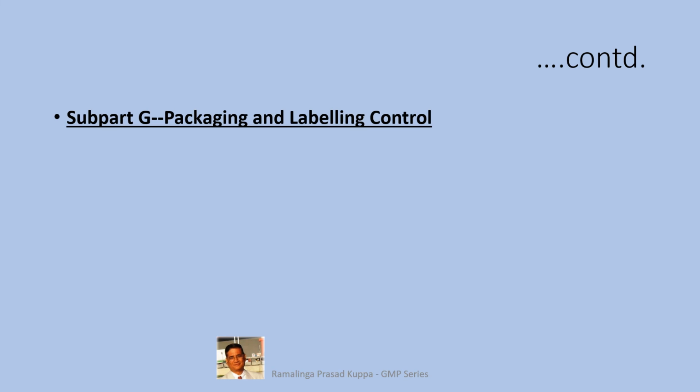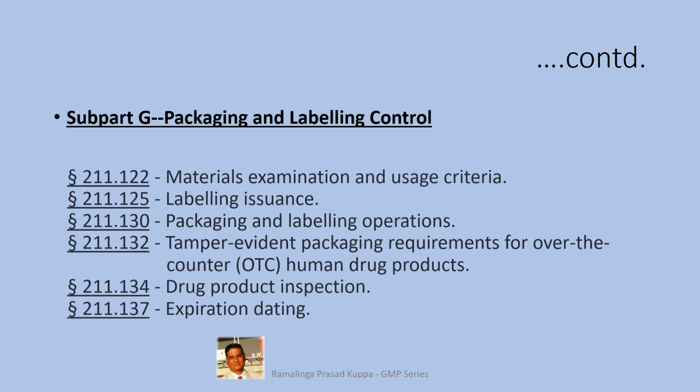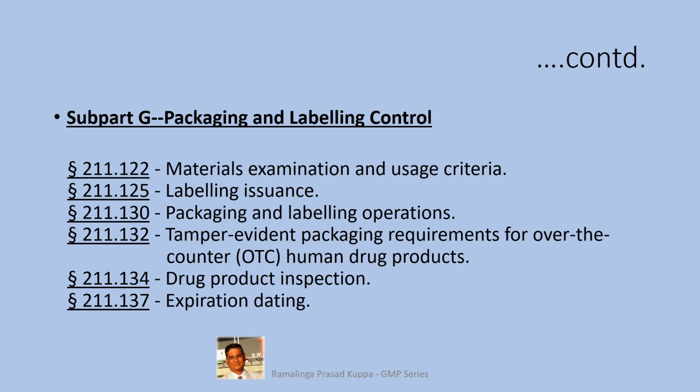Subpart G is for packaging and labeling control. 211.122 is for materials, examination and usage criteria. 125 is for labeling issuance. 130 is for packaging and labeling operations. 132 is for tamper-evident packaging requirements for over-the-counter human drug products. 134 is for drug product inspection. 137 is for expiration dating.